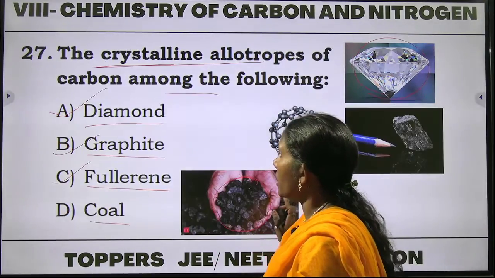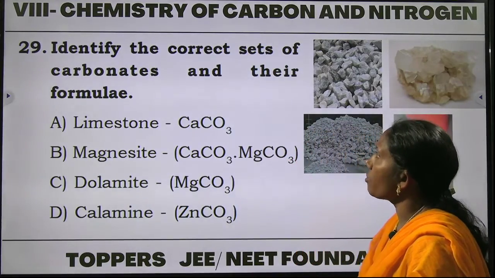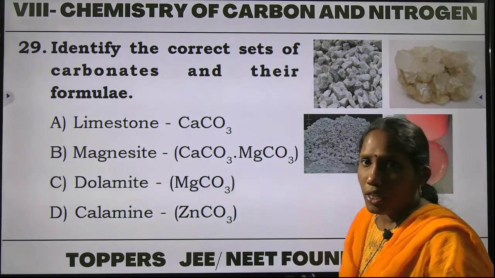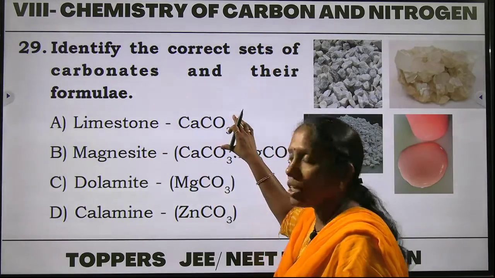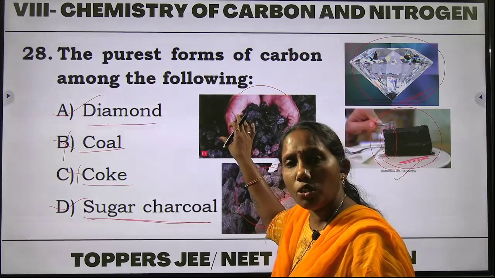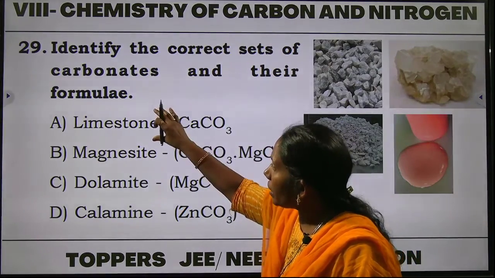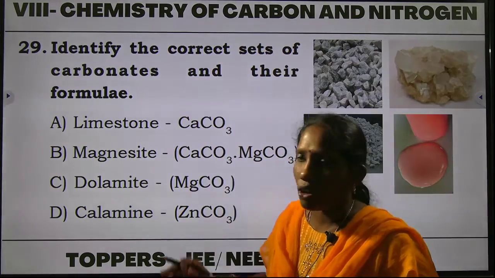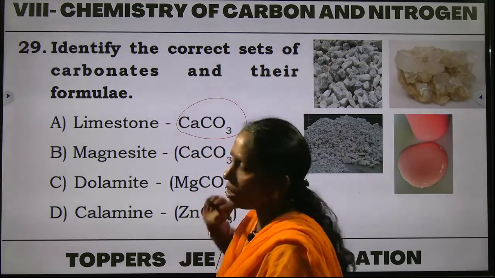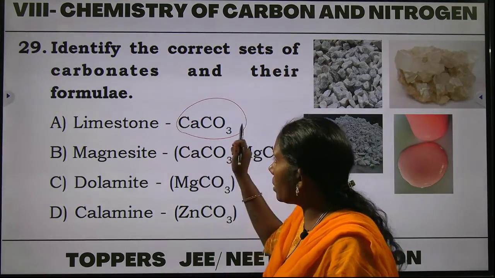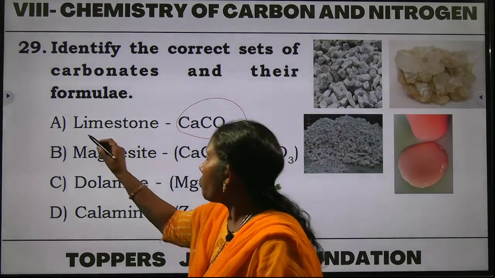Comes to the next question: identify the correct sets of carbonates and their formulae. See here they given the sets, means name and molecular formula is given, and in the question they are asking to find out the correct, both are correct pairs or not, means CaCO3. Is this CaCO3 is named as limestone? The name and the formula both are correct or not is our question. Comes to the first one, limestone.